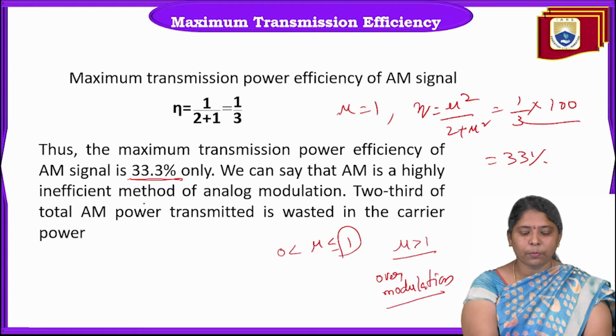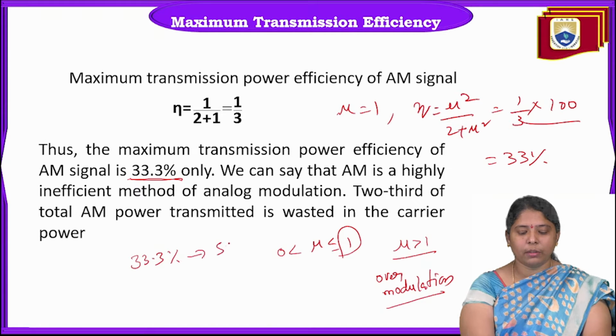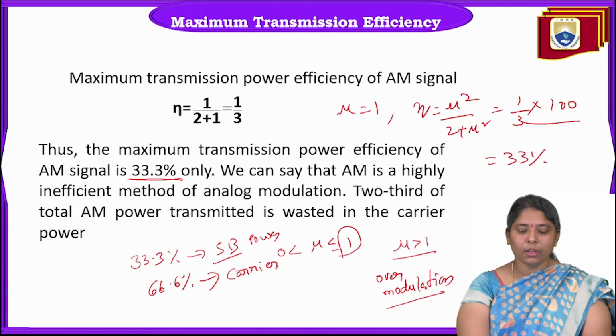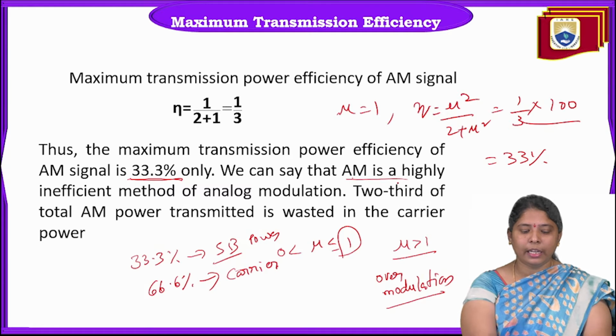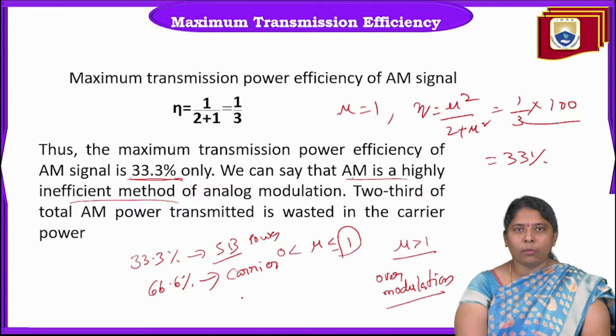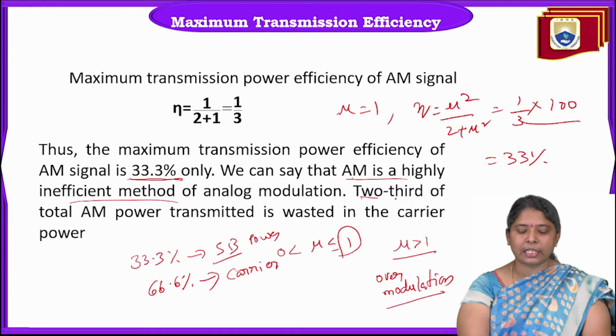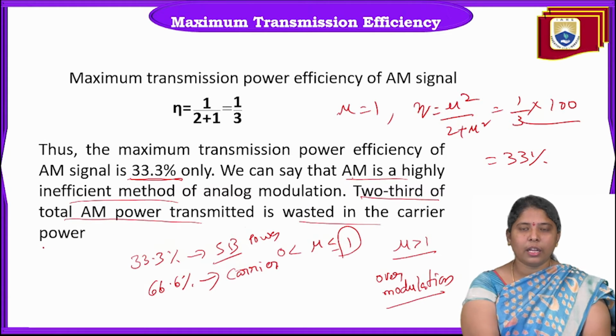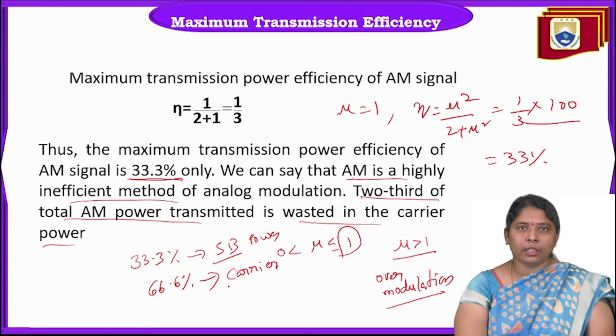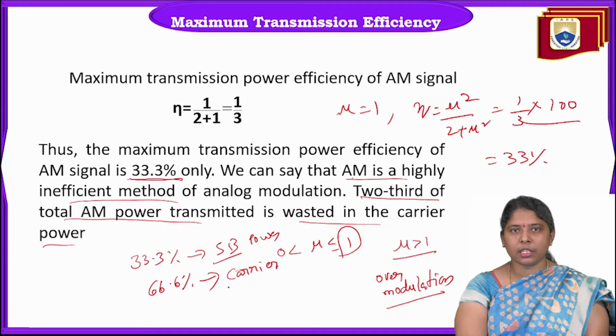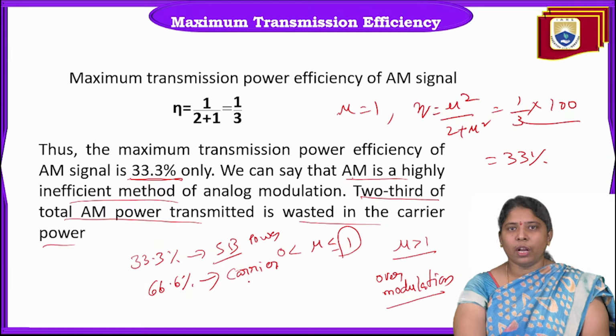33.3% means only 33.3% carries sideband information. Only 33.3% is sideband power. The remaining 66.6% of power is wasted in the transmission of the carrier signal. So we can say that AM is a highly inefficient method of analog modulation, amplitude modulation, because 66% of power is wasted in the carrier power. Only 33% is useful in the sidebands, and 66% of power goes to waste for the unnecessary transmission of the carrier signal.